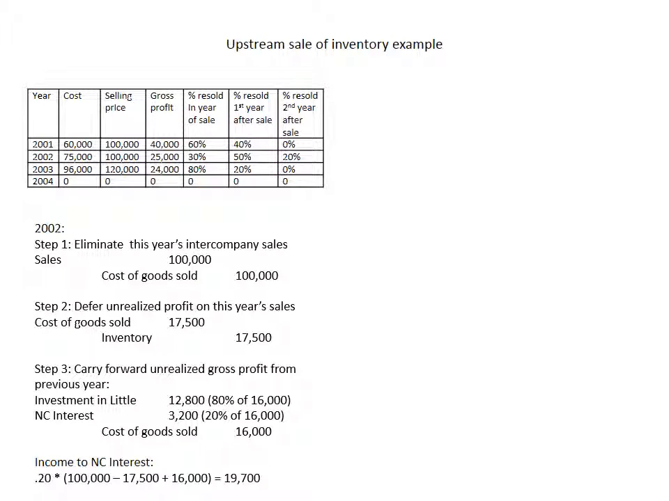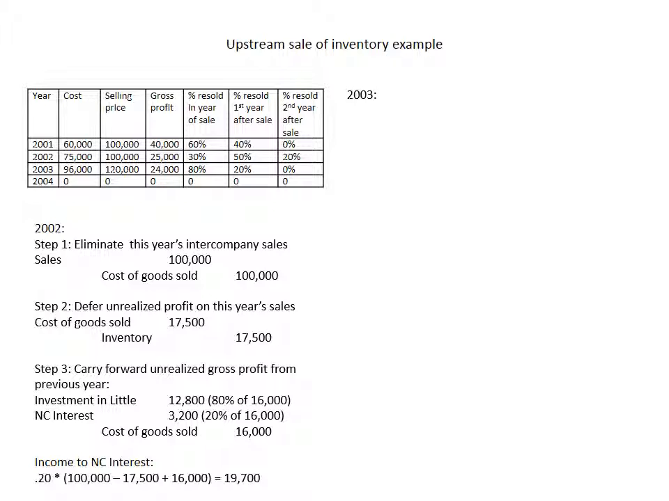So the non-controlling shareholders get 20% of that adjusted/realized earnings, or $19,700. Again, if this had been a downstream sale, these elimination entries wouldn't affect the non-controlling shareholders.